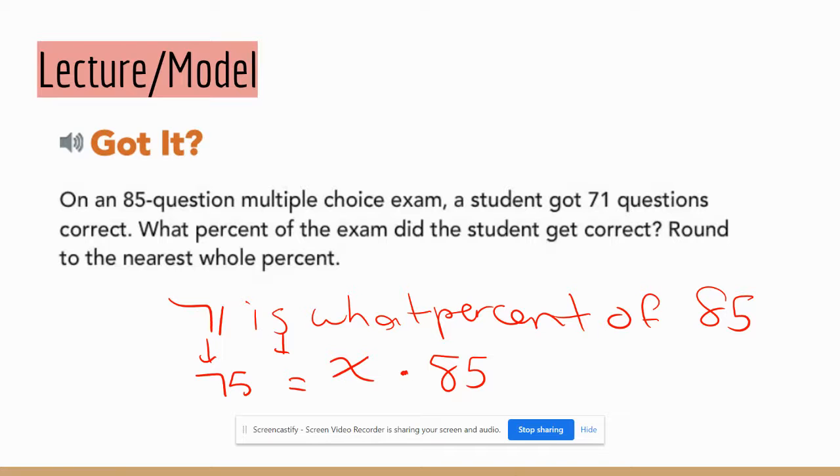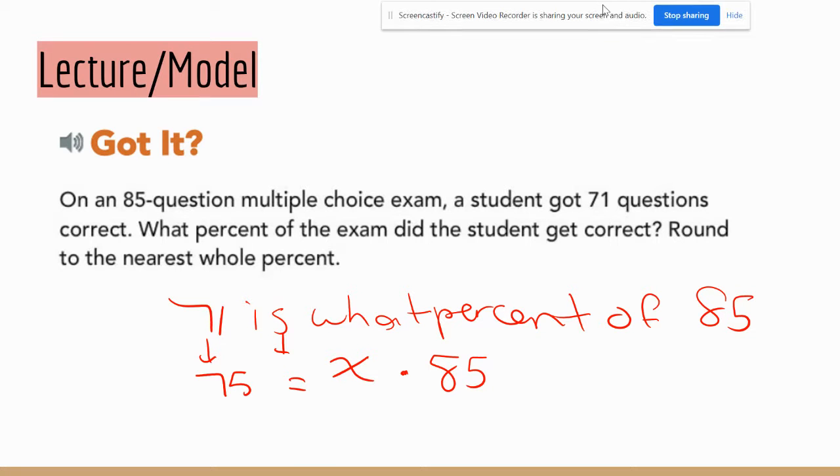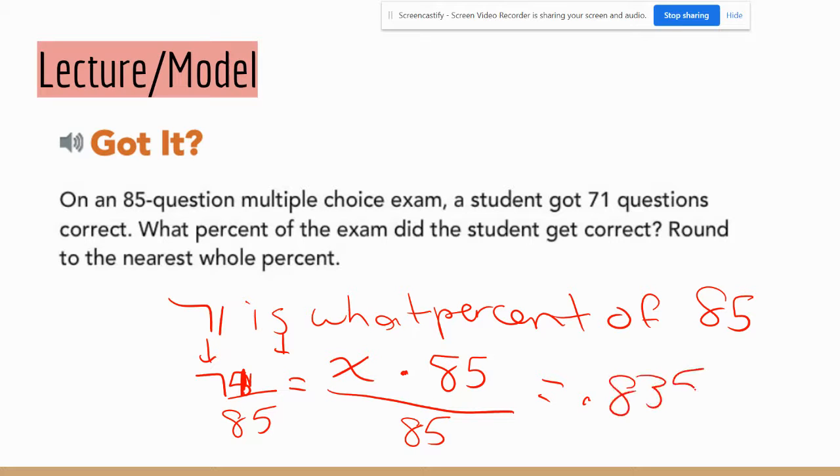Now this one's a little bit different because the x is on the left side. If we're multiplying, we're going to divide to undo it. And then we have 71, sorry, I don't know why I wrote 75, 71 over 85 is 0.835. There's a bunch of numbers after, but I'm not going to worry about that. And to turn it into a percent, we would move that decimal twice to the right, because percent goes to the right. 83.5% is what they got. That would probably round up to an 84%.